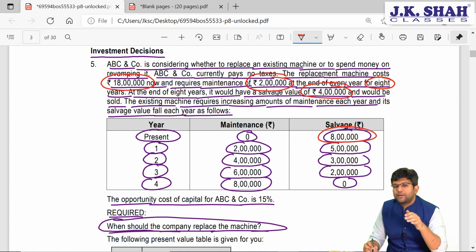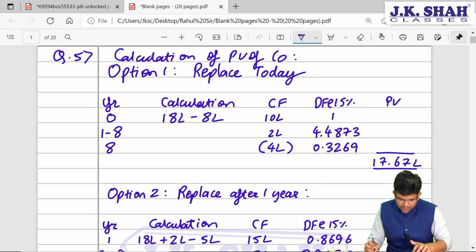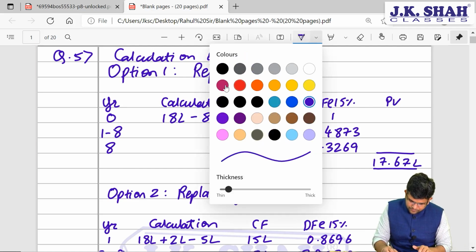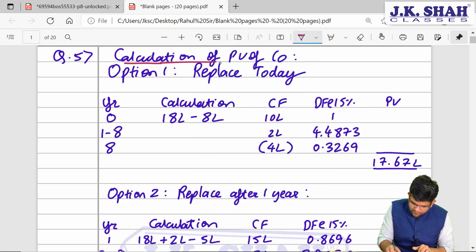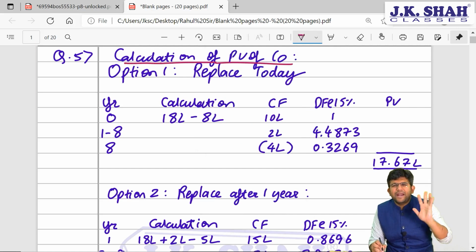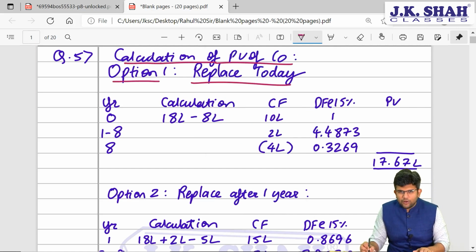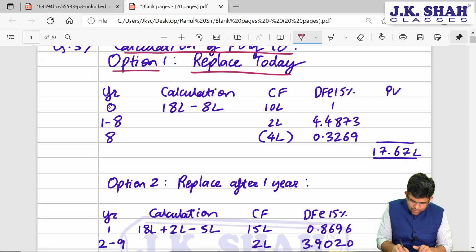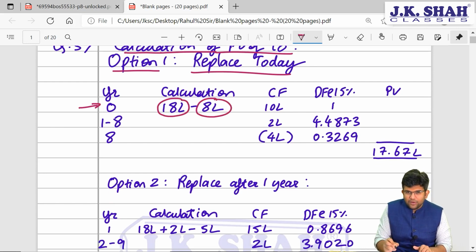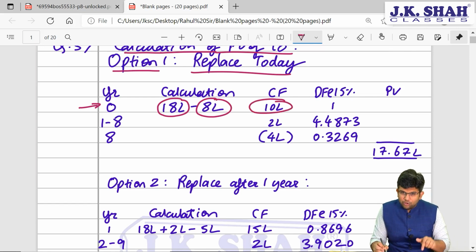Let us see how to calculate the present value of this option. So children, if you can see here, calculation of PV of CO, PV of net cash outflow. Option 1, replace today. Everybody clear? So children, I hope you understand. Year 0, 18 lakh for the new machine, 8 lakh you will get back on the sale of the existing machine, 10 lakh will be the cash outflow today.